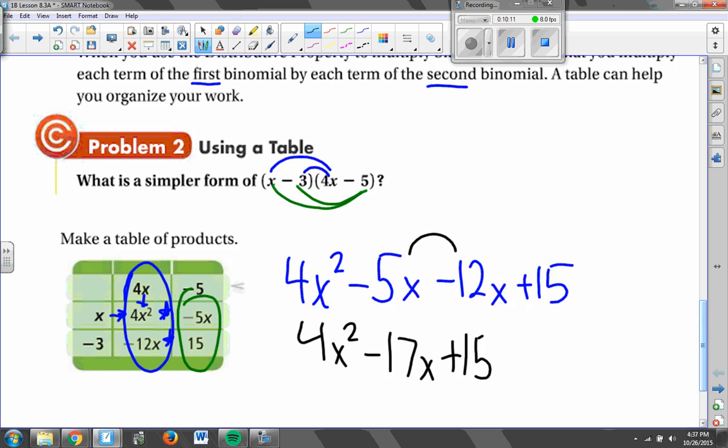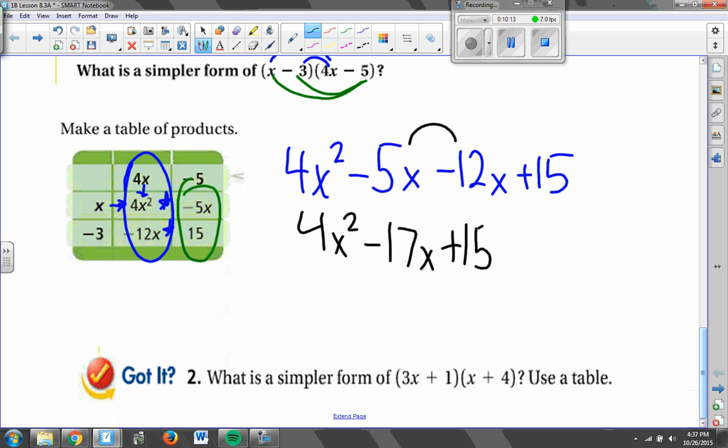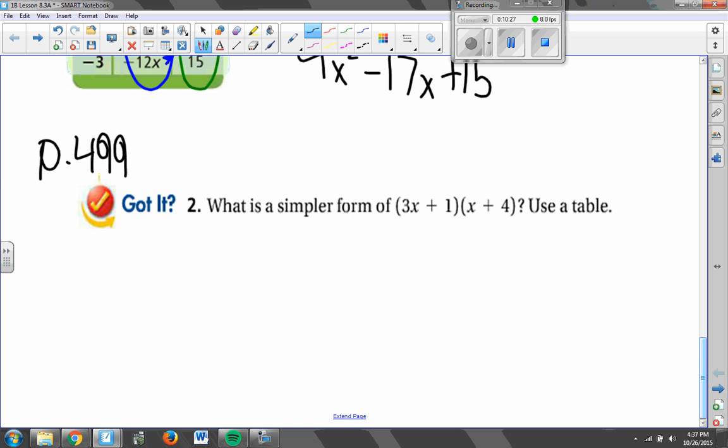I'm going to ask each one of you to use that method at least once so that you can say you tried it yourself. So take a look at the got it number 2, which is toward the top of page 499. Got it number 2. What is the simpler form here of 3x plus 1 times x plus 4? Please use the table of values for that. So pause the video, take a look at got it number 2 on page 499, and then when you finish that, when you've mastered that, you can come back and we'll go on page 500 together.